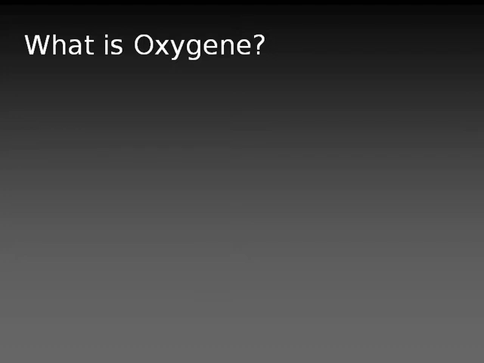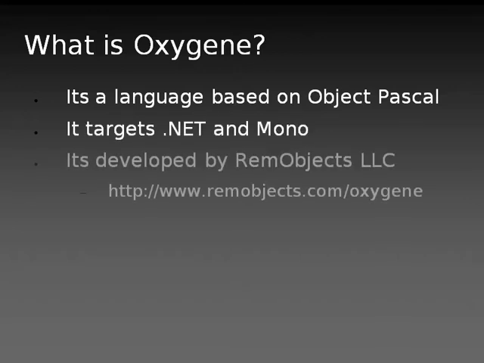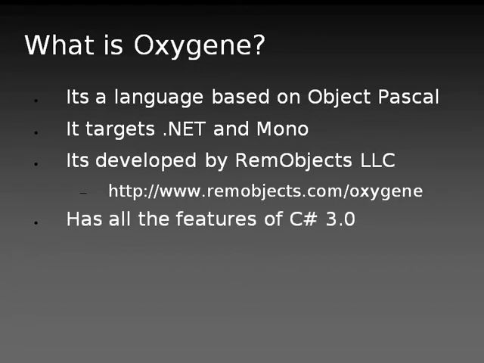Okay, so what's Oxygene? Well, Oxygene is a powerful Object Pascal based language that targets the .NET and Mono platforms. It's developed by a company called RemObjects, who also supply other libraries for .NET and Delphi. Oxygene has all the features of C# 3 plus many others, and these screencasts are going to be concentrated on these features which exist in Oxygene that C# 3 doesn't have.